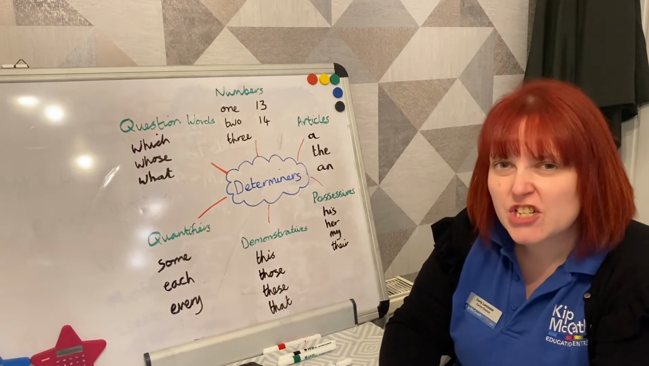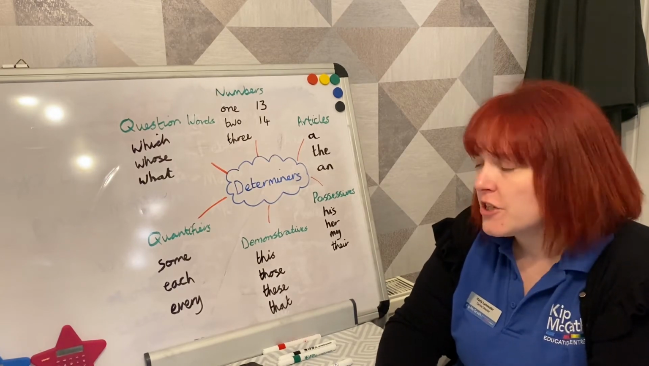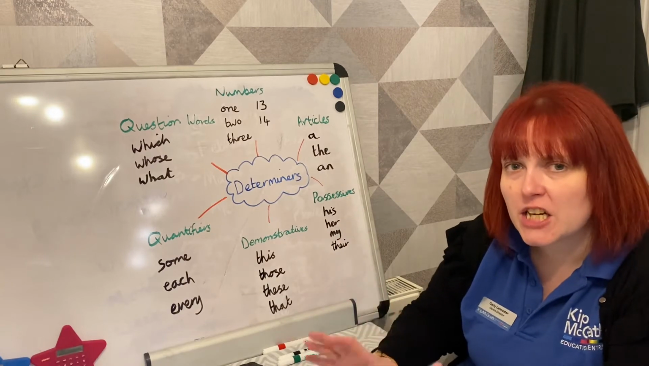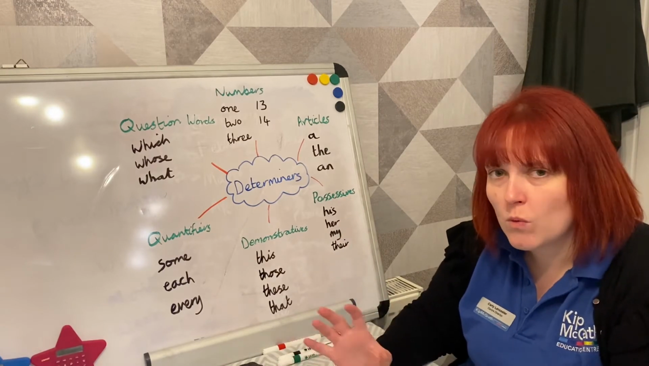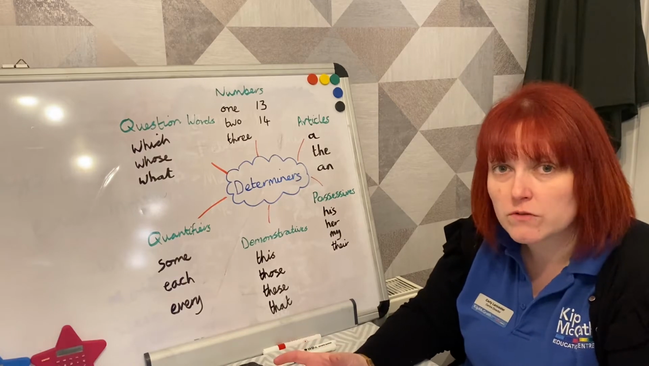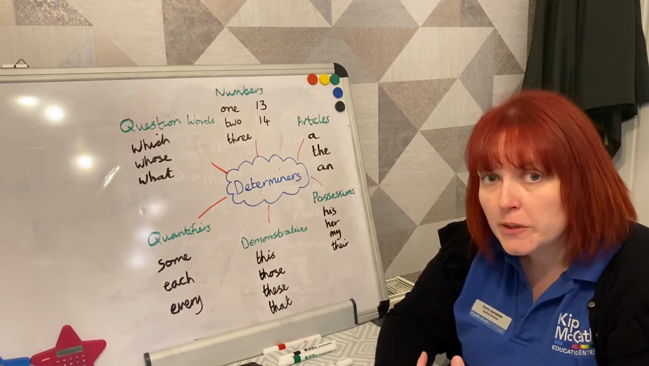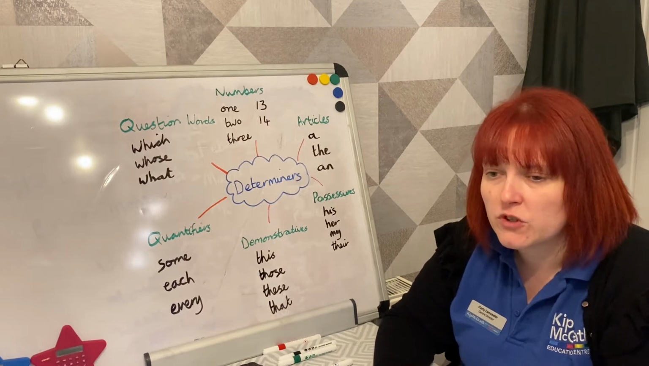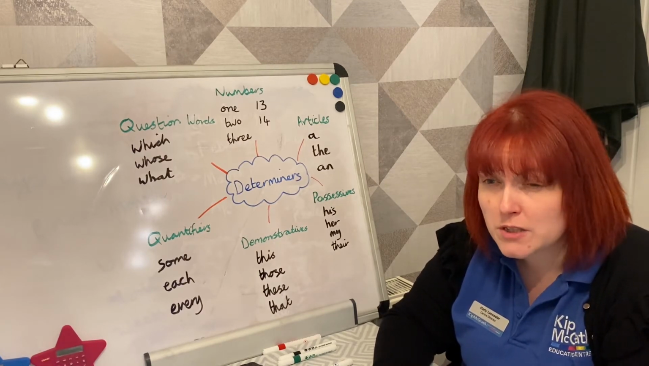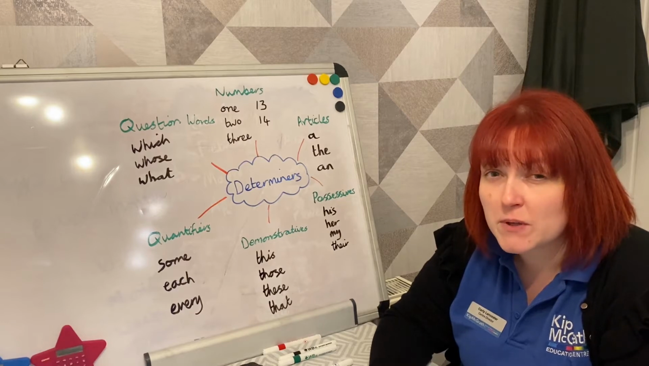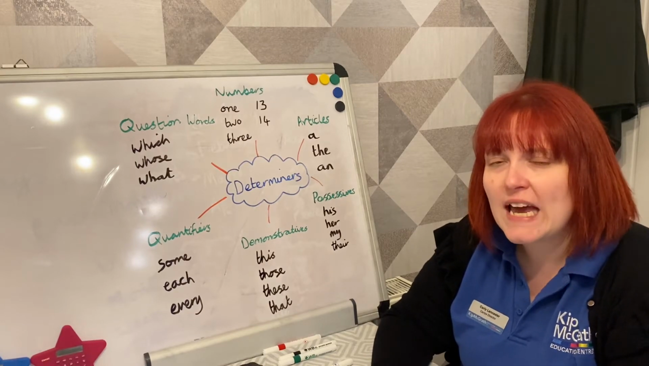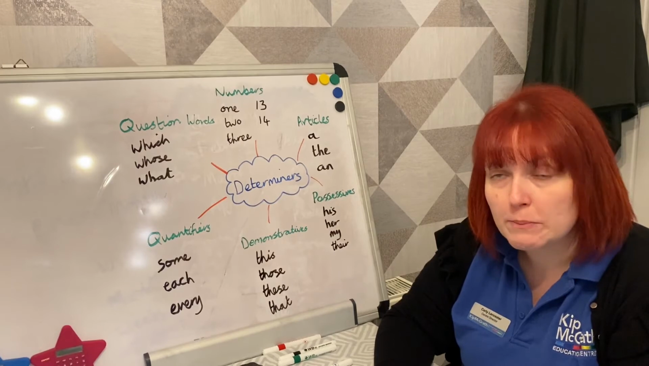So this is another section in our word class section where we're looking at identifying particular words in a sentence and what their purpose is or what they're called. Okay, so we've already done nouns, which are your things. We've done verbs, which are your doing words. We've done adjectives, describing words, and we've done adverbs, which tell you how, when, or where you're doing your verb.